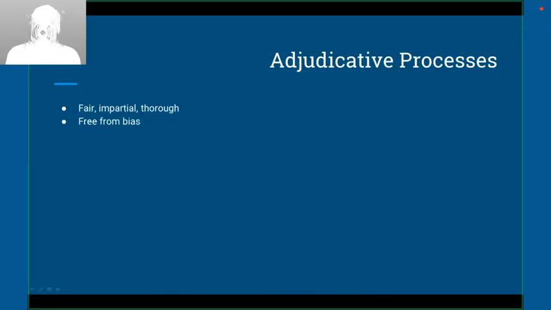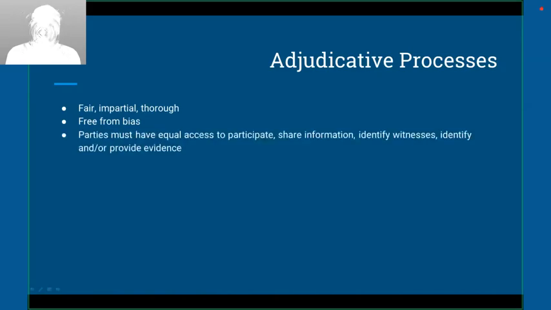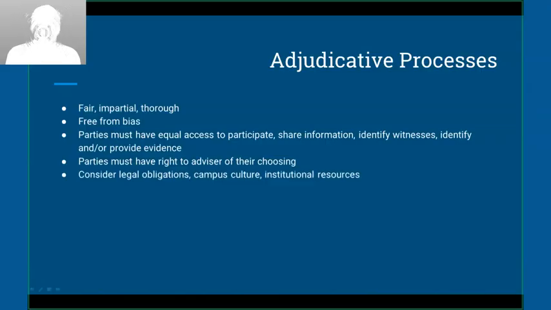So adjudicative processes are always going to need to be fair, impartial, free from bias, thorough. There must be equal access for the parties to participate, share information, identify witnesses, identify or provide evidence, have the right to an advisor of their choosing in the process. And again, schools always need to consider their legal obligations under both federal and state laws that may apply to a particular institution, their own campus culture, and then again, the institutional resources.